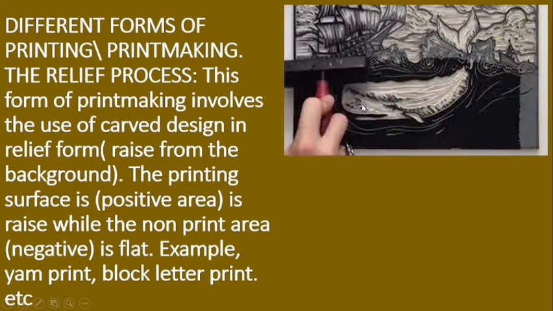of lino cut print. This area which is chipped out is called the negative area, while this area that protruded from the lino cut is called the positive area. All these are called the positive area. It's the surface of these that the artist applied colors or ink upon to create impressions.